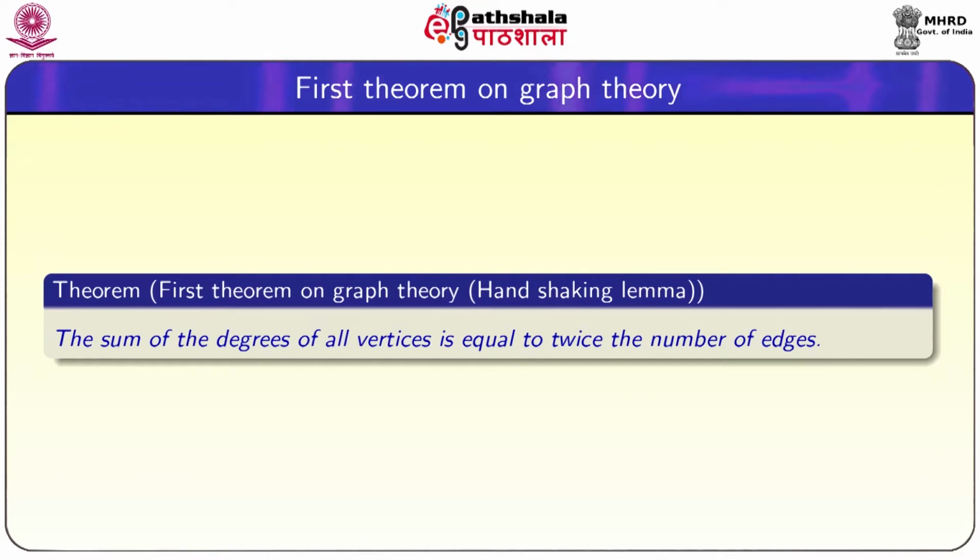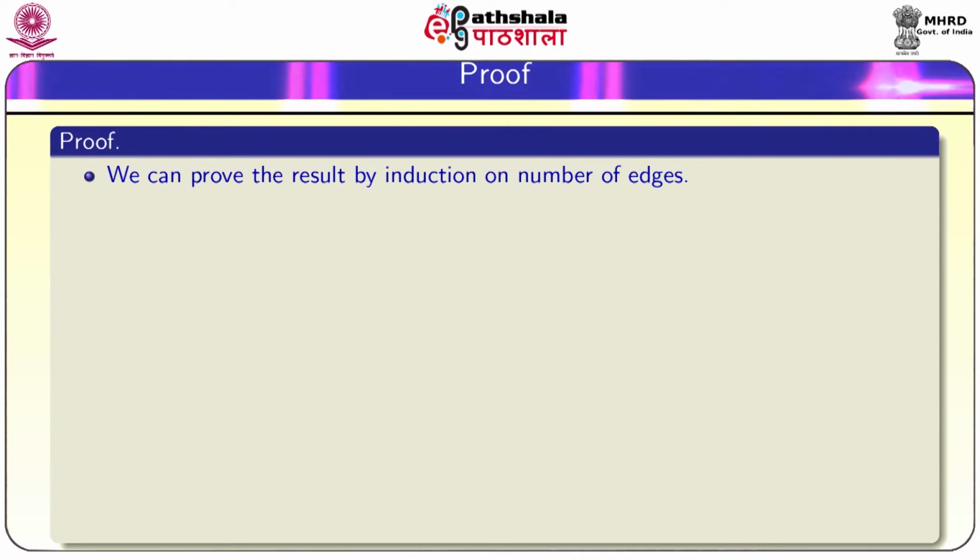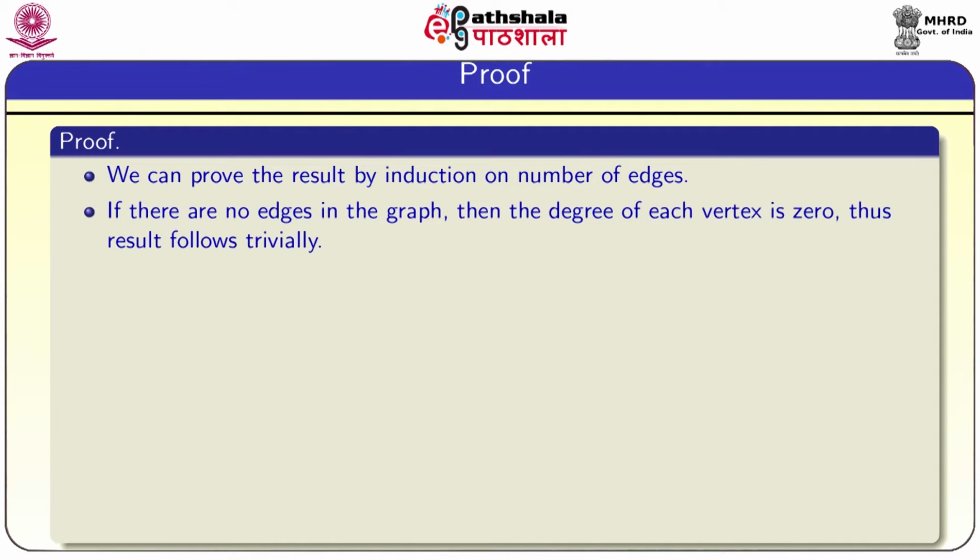Now we are going to define the first theorem on graph theory. It says that the sum of the degrees of all vertices is equal to twice the number of edges. We can prove the result by induction on the number of edges. If there are no edges in the graph, then the degree of each vertex is 0. Thus the result follows trivially.